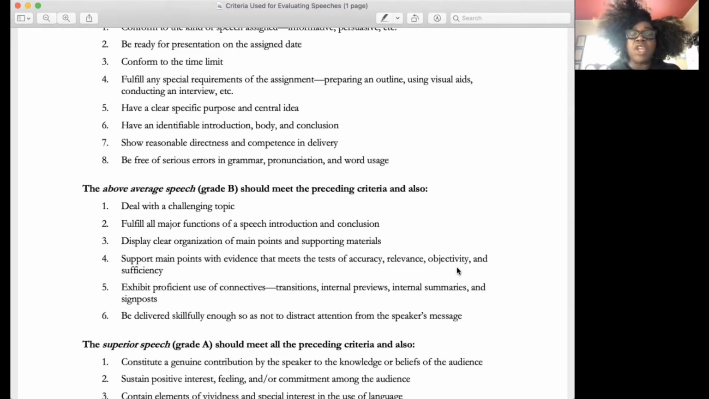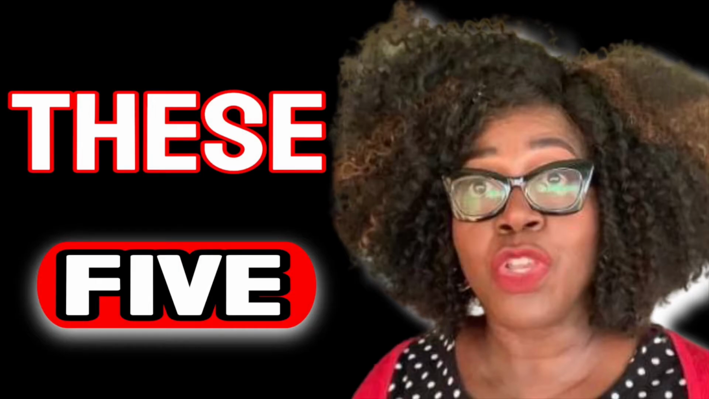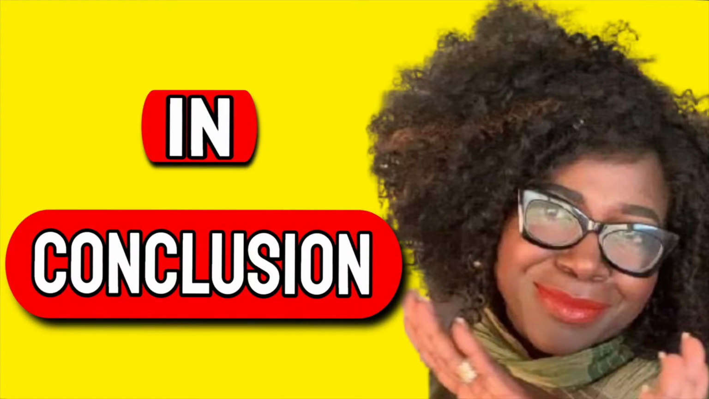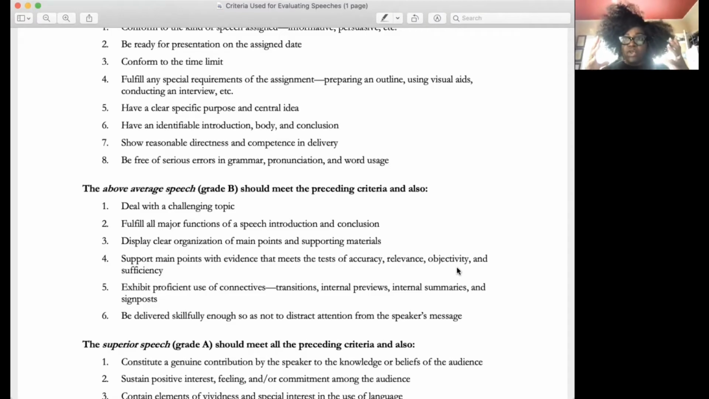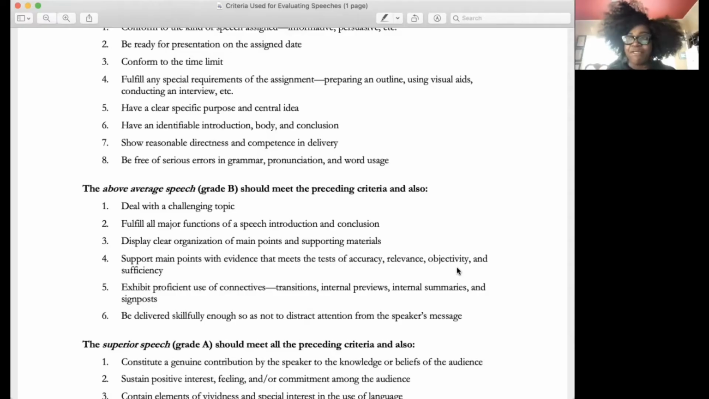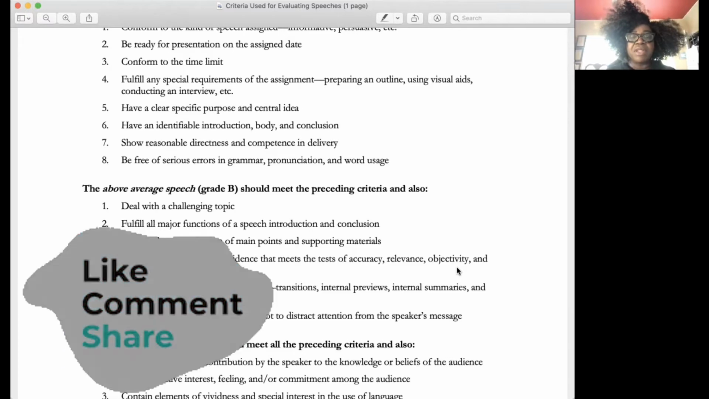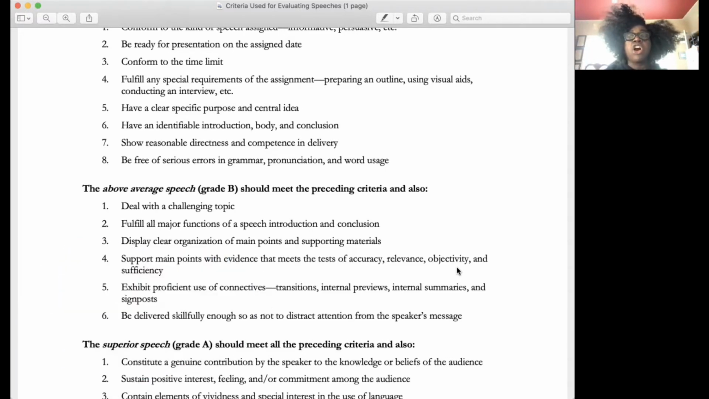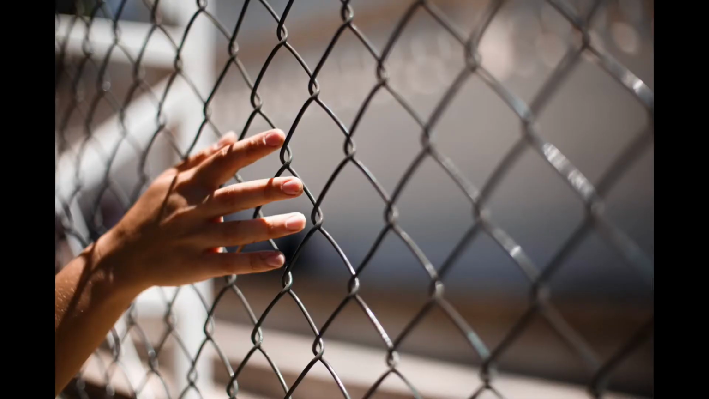It must fulfill all major functions of a speech introduction and a conclusion. So you will grab attention, and you will grab attention by reeling your audience in, not by one sentence. One sentence will never be enough. And then however you started in your introduction, your conclusion will be that tie that brings it together.